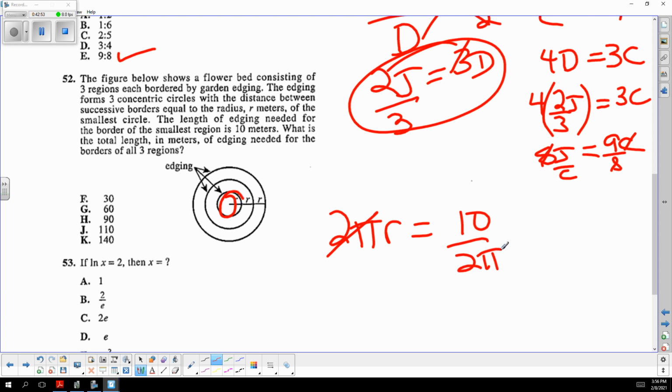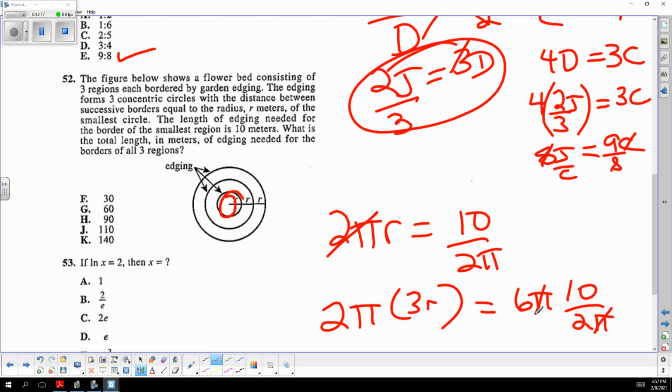So what is needed for all the regions? I just solved for the big one, because the big one is 2 pi times 3r, because it's 3 radiuses to the outside. So it's 6 pi r. But the r is 10 over 2 pi. So the pi's cancel and you get 30. But that's a mistake. This is 30. This one is 20. And the inner ring was given as 10. So you have to add all 3 to get 60 for the answer.